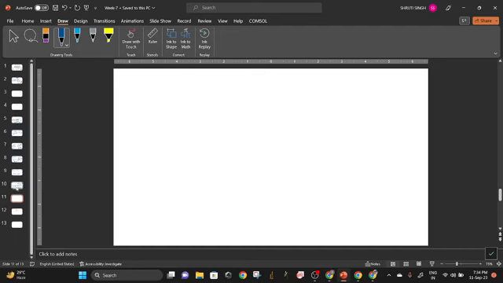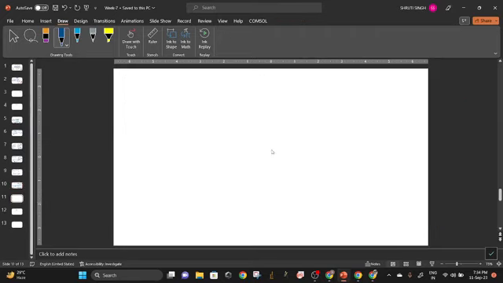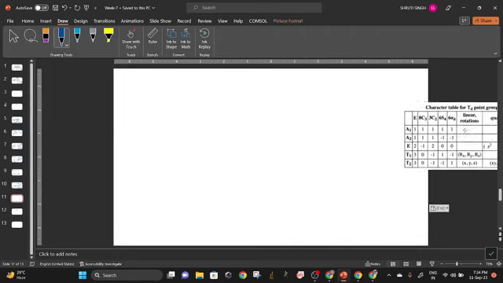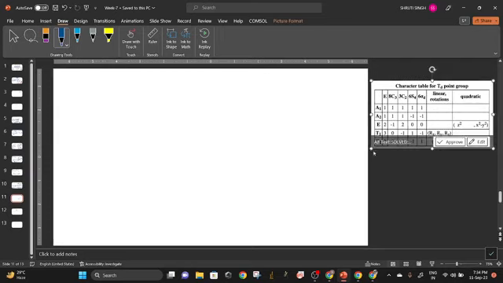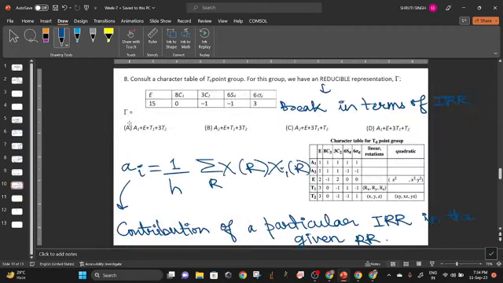Shall I bring the character table here? Okay, we don't need these parts. First let's find the contribution of A1. The first irreducible representation is A1. Let's see how much A1 contributes in the given reducible representation, which is this: 15, 0, minus 1, minus 1, 3.